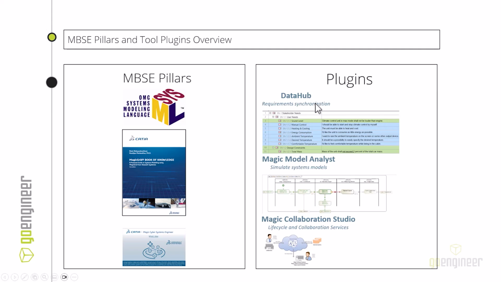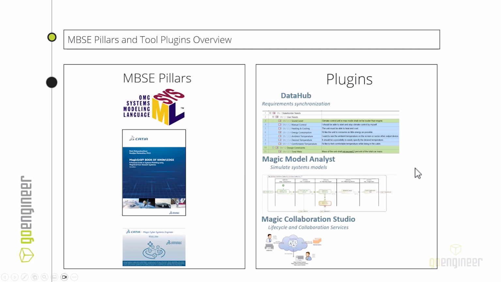So the first one is Data Hub, and this is your requirements synchronization plugin. This allows you to have bidirectional synchronization between the modeling tool as well as your requirements if you want to keep those external. You can house all of your requirements in the modeling tool in the modeling environment. It is great to do so, as you can verify some of those through simulation as you go down to the Magic Model Analyst as you go throughout your production process.